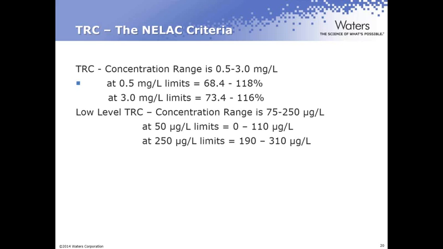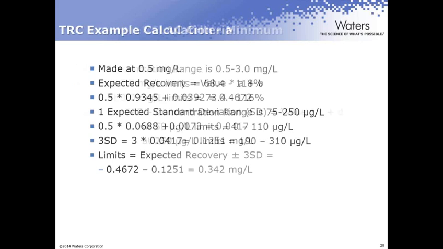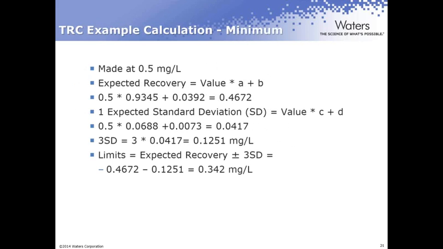For low-level chlorine, that isn't the case though, because low-level chlorine is a hard limit. So regardless of what the concentration is, your acceptance range is going to be plus or minus 60 micrograms per liter.